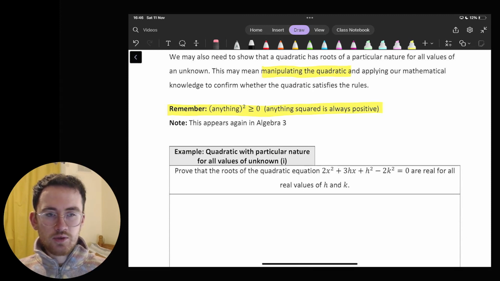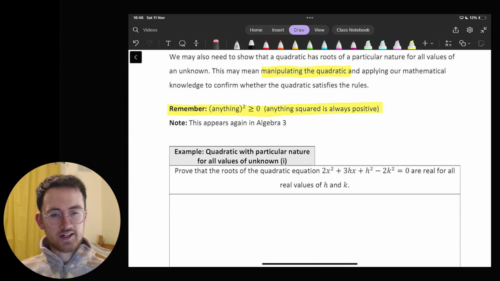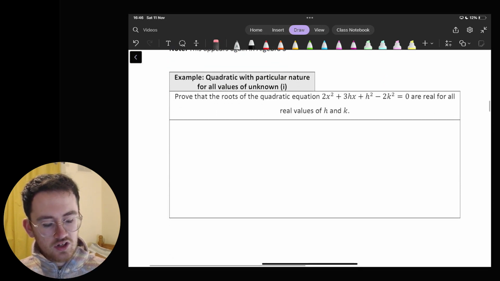Now I've put a note in here to say that this appears again in Algebra 3, and we go over things in a little bit more detail in that chapter. So just something to bear in mind for yourself as well, that we will go back over some of these ideas a little bit later on. So let's have a look at this question.